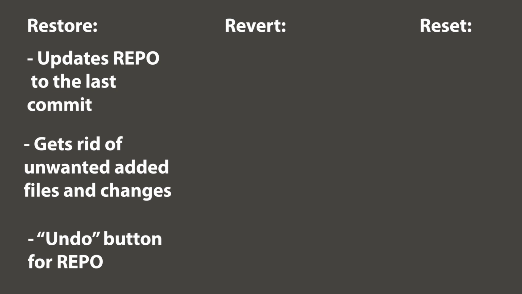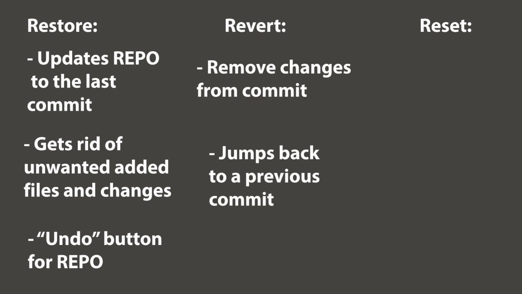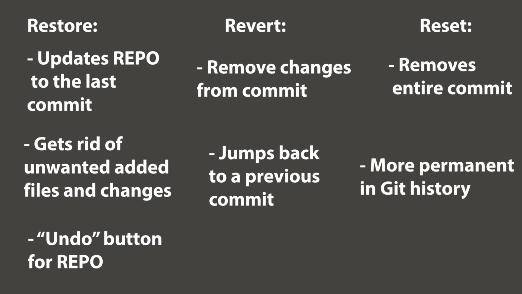A Git revert can remove changes that you introduced with a commit and bring you back to a different commit. Similarly, a Git reset can remove changes introduced in a commit, but it does so by removing that commit from your Git history. This can be helpful in some situations, but it's usually better not to change your Git history and instead use the revert command to jump back to certain commits.